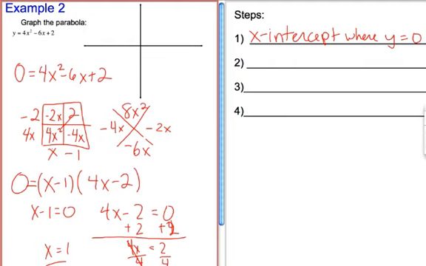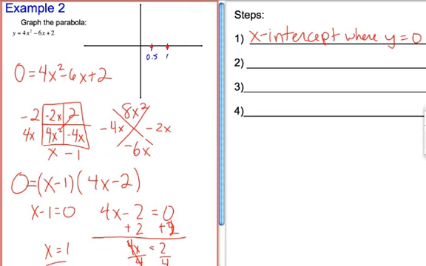Let's see, I'm going to put those in my graph. Remember, it was 0.5, and 1. So I'm going to make my scale show that. So I'm going to put 1 way over here, and this will be 0.5, so that I can see my graph a little bit better. So these are my 2 x-intercepts.